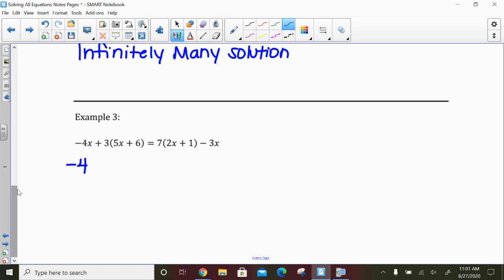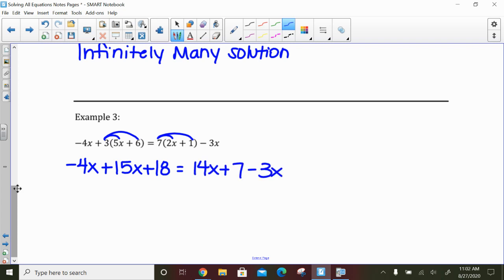All right, I'm going to bring my negative 4x down, distribute the 3, so plus 15x plus 18 equals, distribute the 7, 14x plus 7 minus 3x. All right, I want to combine like terms now. So over here, I have negative 4x plus 15x, that's 11x, plus 18. And then over here I have 14x minus 3x, that's also 11x, plus 7. Okay, I'm going to stop right here and look at things.